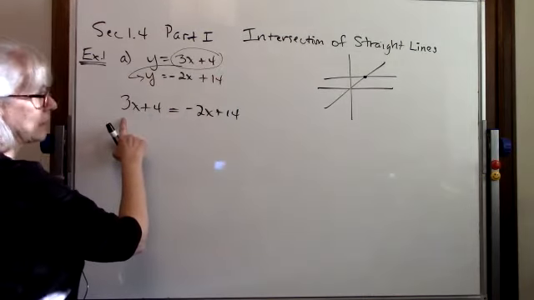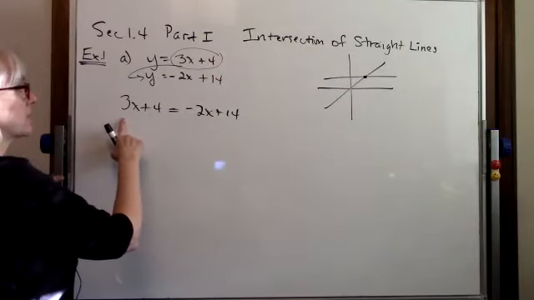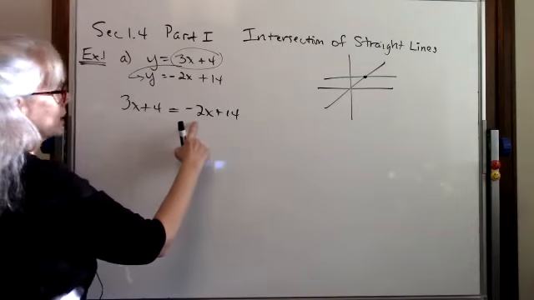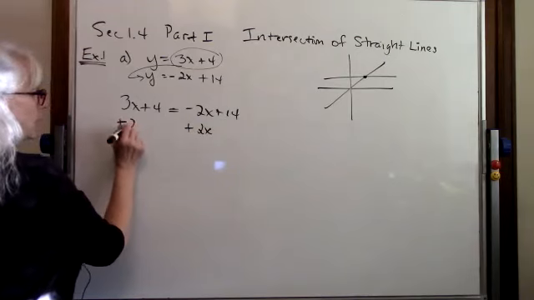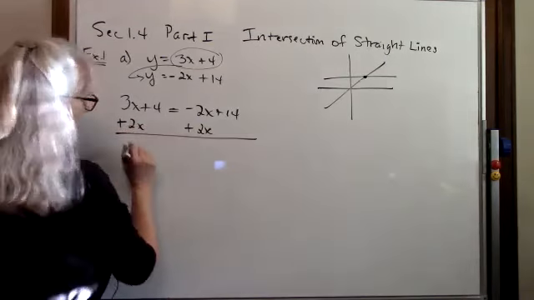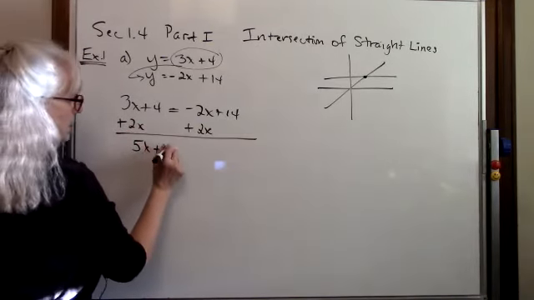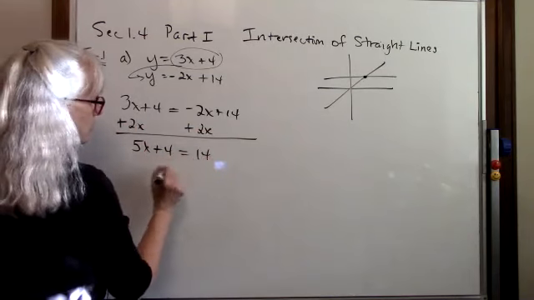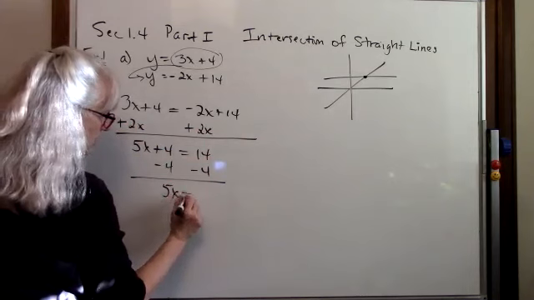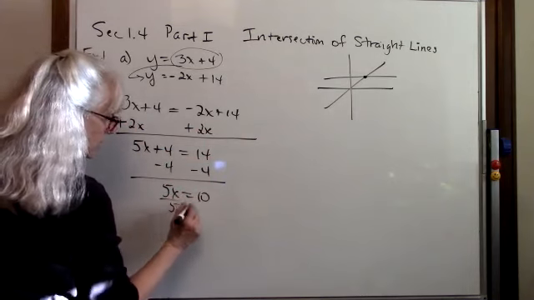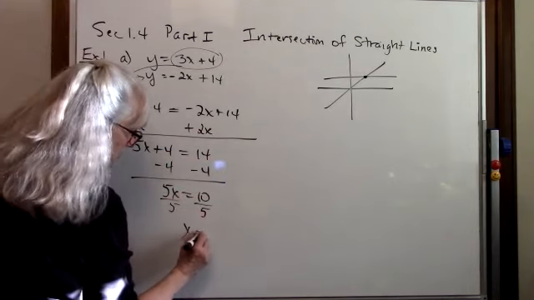So again, we're replacing this y with what this y is equal to, which is 3x plus 4. Now we have a linear equation with just x as the variable: 3x plus 4 equals negative 2x plus 14. We're going to solve that. We'll add 2x to both sides. That's going to give me 5x plus 4 equals 14, and then we'll move the 4. So 5x is equal to 10. Dividing out the 5 is going to give you an x value of 2.